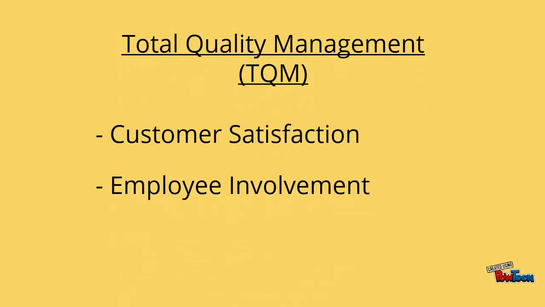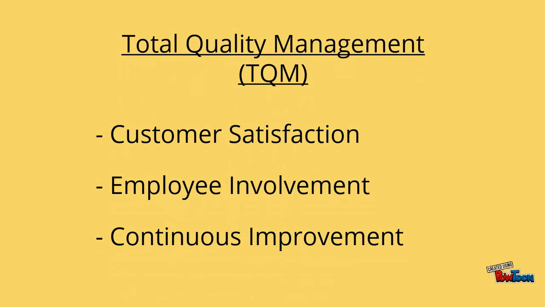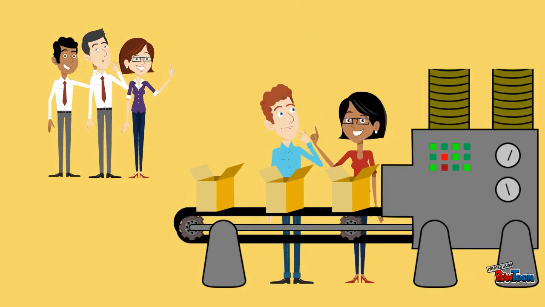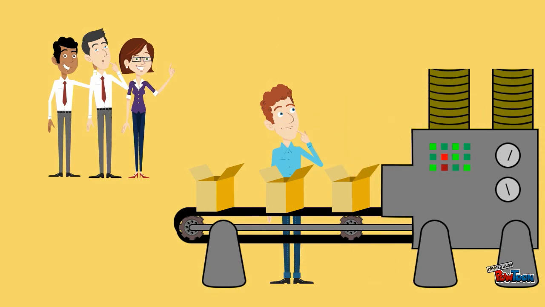Finally, we'll look at quality management. To have a good total quality management program in place, companies should generally focus on customer satisfaction, employee involvement, and continuous improvement. This means letting the customers decide what product features are most important, making sure every employee is trained and encouraged to keep an eye out for potential quality problems, and to always be looking for new ways to improve production.